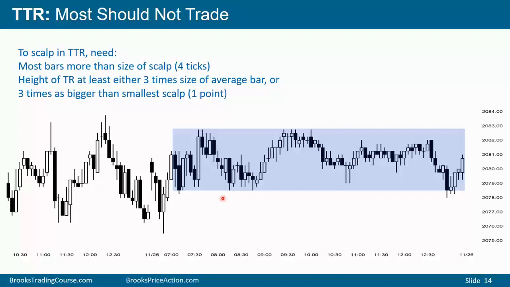The minimum scalp in the E-mini is 1 point, 4 ticks. To scalp in a tight range, you usually want most of the bars to be at least as big as a minimum scalp size. So you want most of the bars to be at least 4 ticks tall, and you want the height of the range to be at least 3 times the size of an average bar, or 3 times the height of a minimum scalp. Therefore, you want the range to be at least 3 points tall.